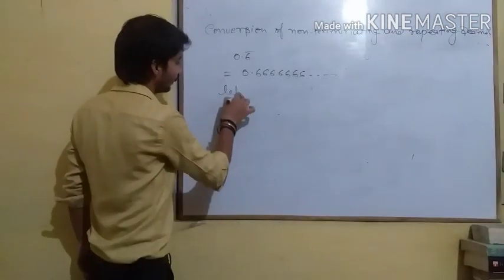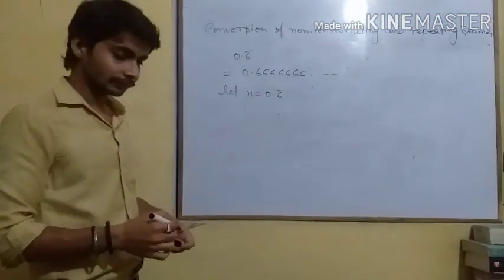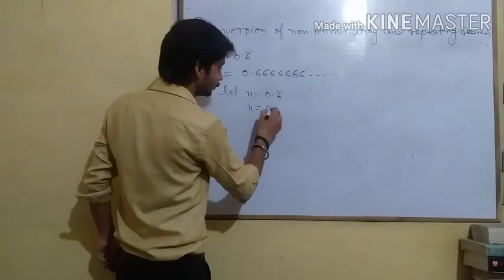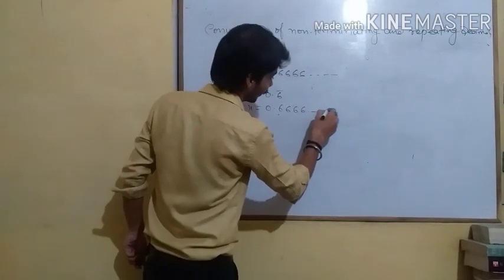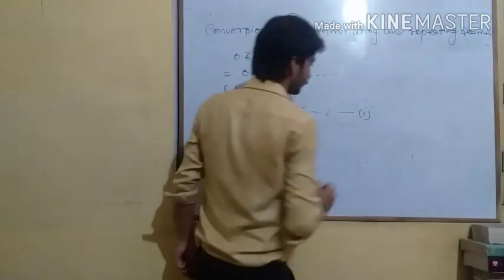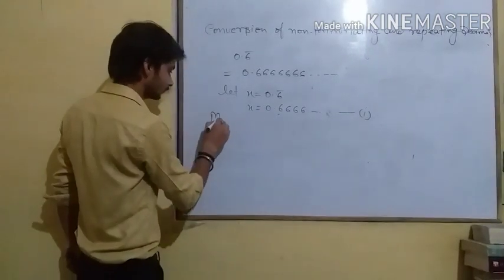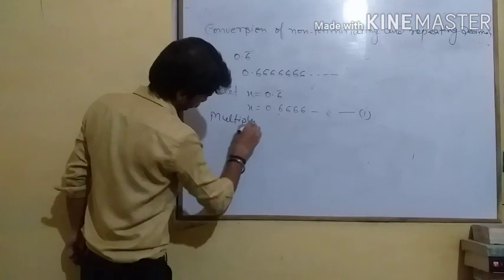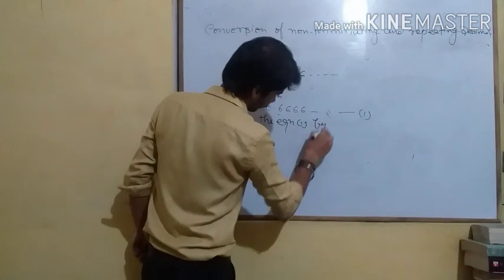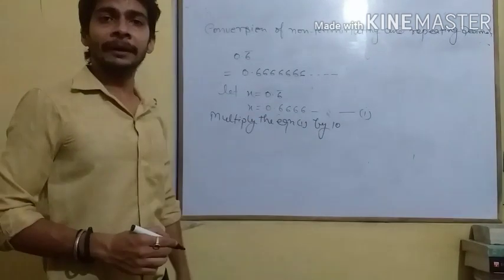First, we will let them equal to x. x is equal to 0.6 bar. It means x is equal to 0.6666 dot dot dot and so on. And name it equation number 1. Now come to the next step, multiply equation 1 by 10 because only a single digit is repeating.